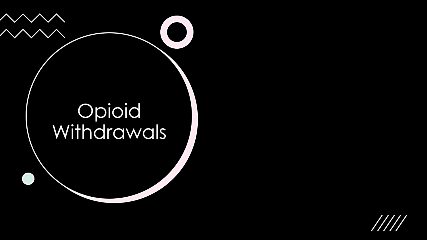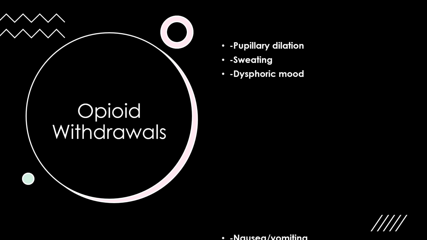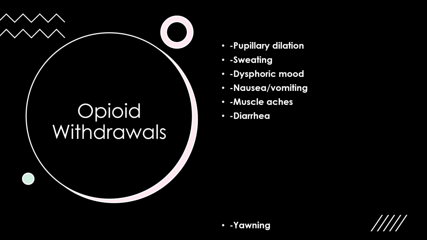Signs of opioid withdrawal: pupil dilation, sweating, dysphoric mood, nausea and vomiting, muscle aches, diarrhea, yawning, fever, and insomnia.